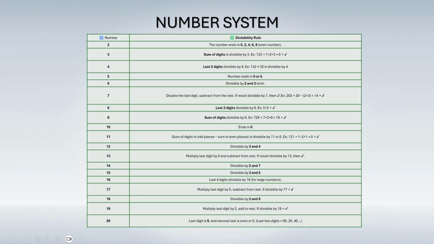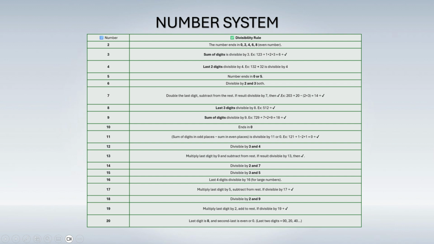Let us learn some of the divisibility rules. Divisibility rule of 2. If the last digit of a given number is divisible by 2, which means if the number ends with 0, 2, 4, 6, 8, then the number is divisible by 2. The rule for 3. If the sum of the digits is divisible by 3, then the whole number is divisible by 3. Divisibility rule of 4. If the last two digits of a given number are divisible by 4, then the entire number is divisible by 4.